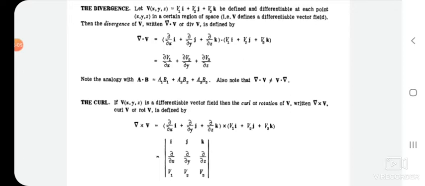That is, we define a differentiable vector field. Then the divergence of v, written as del dot v, is simply the dot product of the del operator with the given function. That's why it is del dot v, also called the divergence of v. Actually, the physical significance of the divergence is how much amount gets diverged from its straight path.